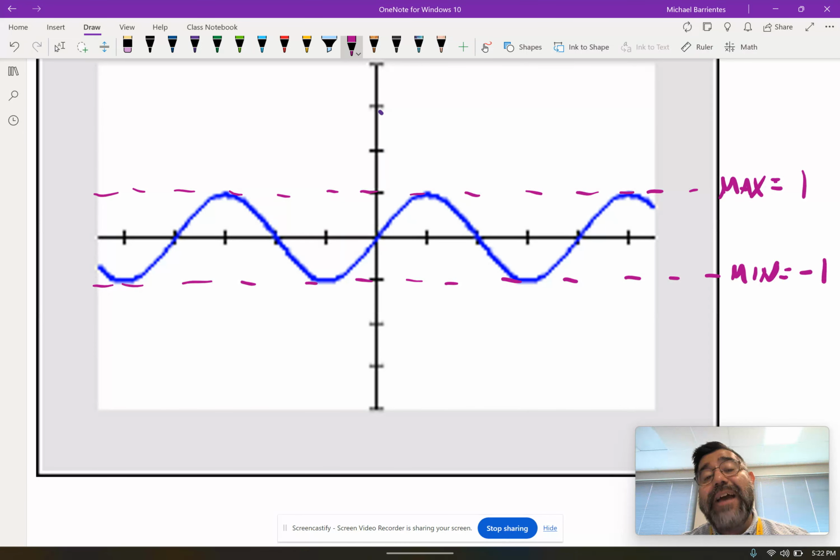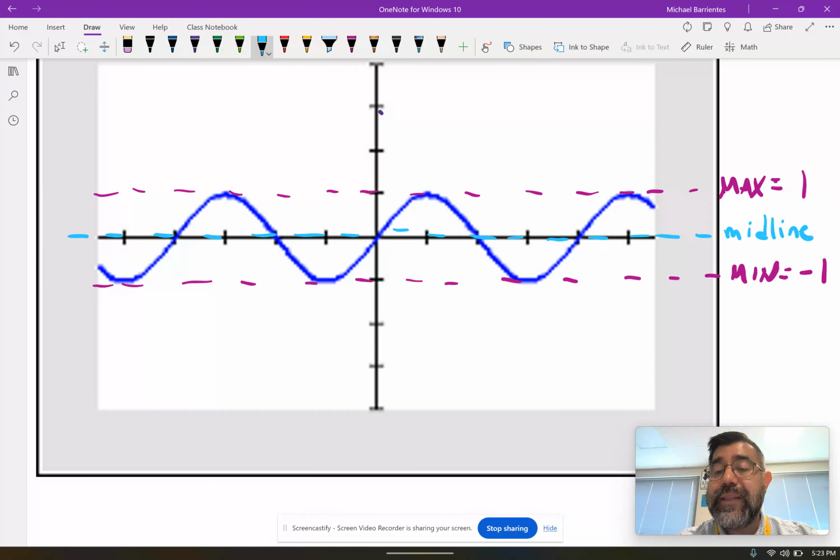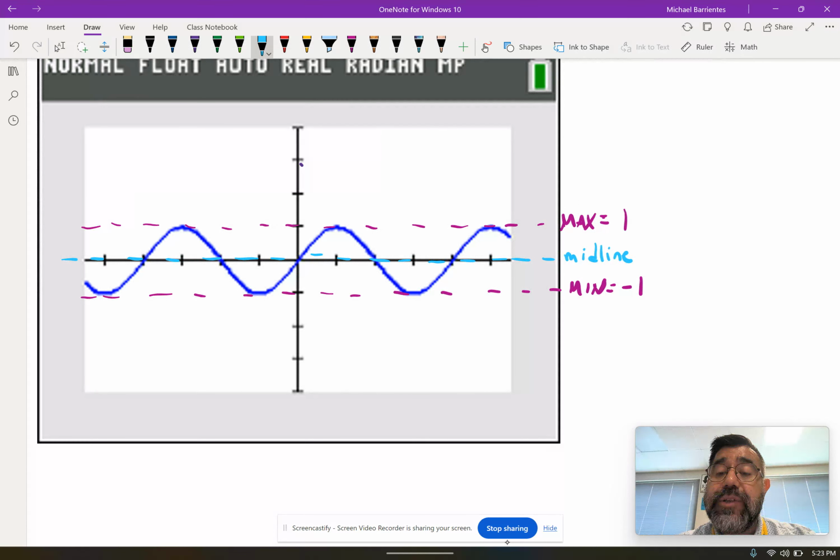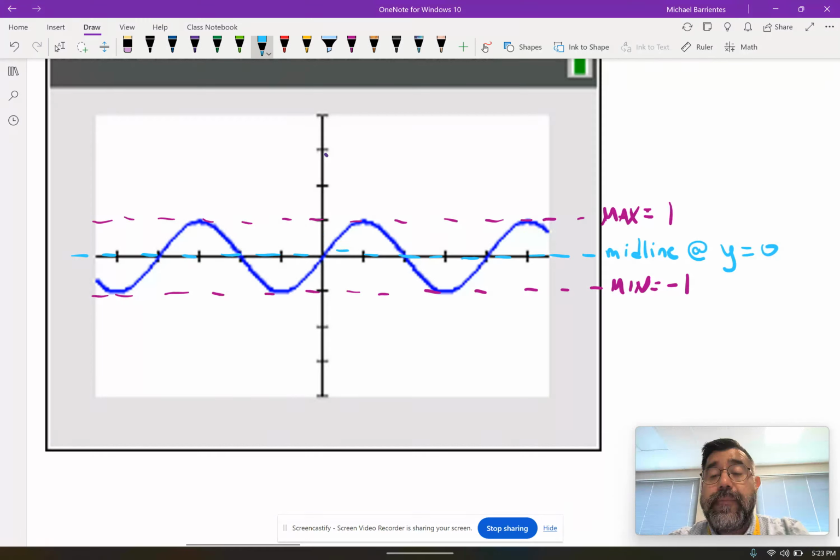Well, exactly halfway between those two is what we call the midline. And the midline is exactly what I just said. The halfway point between the maximum and the minimum, that's what we call the midline. And the midline has to have a location. So I'm going to say the midline is at y equals 0. So in this case, we know what the midline is. We can see it. We know that it's halfway between the very top and the very bottom.